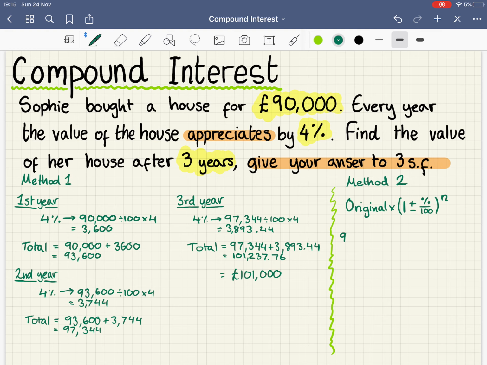So for this question, we've got 90,000 times 1, because it's appreciate, we've got plus, our percentage is 4, and our number of years is 3. And when you stick that in the calculator, it will give us 101,237.76. And then I round it.